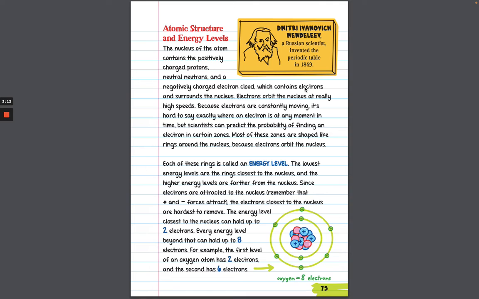The energy level closest to the nucleus can hold up to 2 electrons. The energy level beyond that can hold up to 8 electrons. For example, the first level of an oxygen atom has 2 electrons, and the second has 6 electrons.